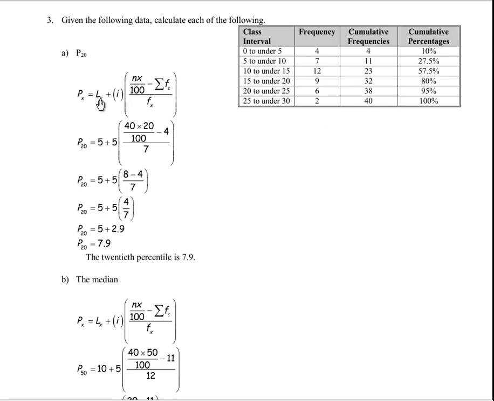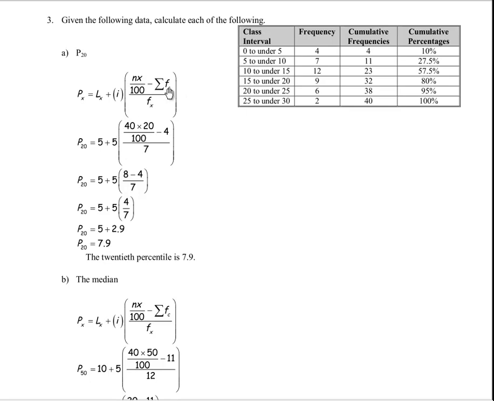The L_X stands for the lower end of the interval. 20 is between 10 and 27.5, so the bottom of this interval would be 5. L_X is 5. And the width is 5. It's 5 from 5 to 10, or 5 from 10 to 15, so that's why I is 5. So 40 times 20 over 100.